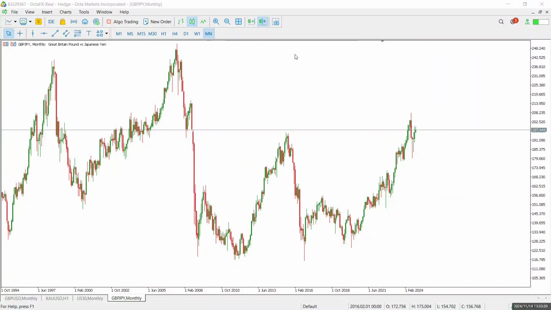Okay, and what do we do when we come onto the monthly time frame? What we do is that we identify the real-time point where price is at. Clearly, this is the real-time point where price is at on the monthly time frame. You can see price around that level, right? Okay, and what are we going to try to do?